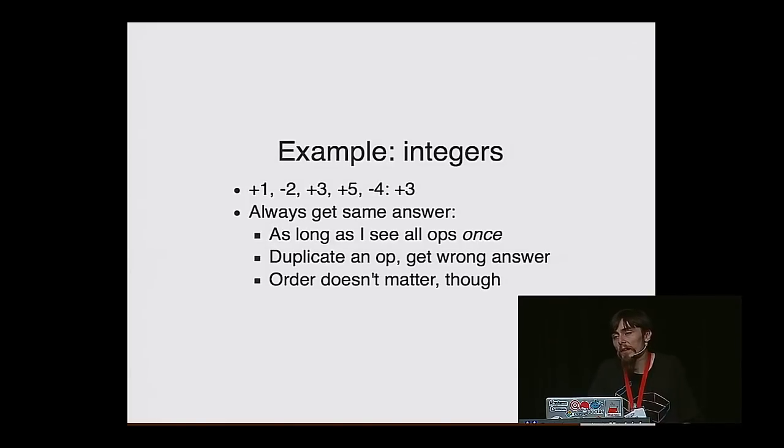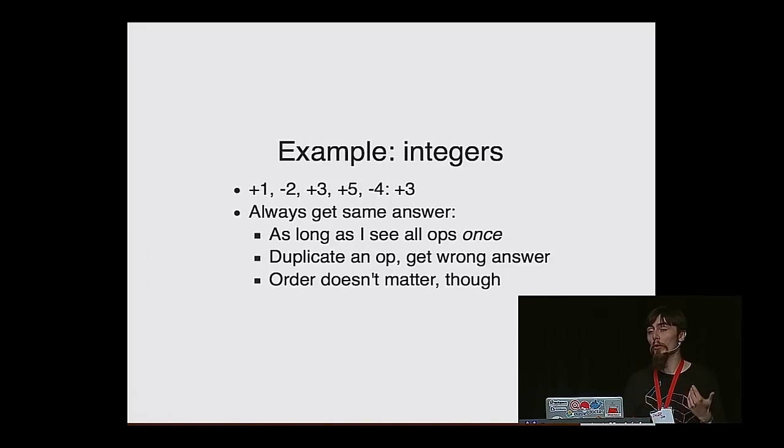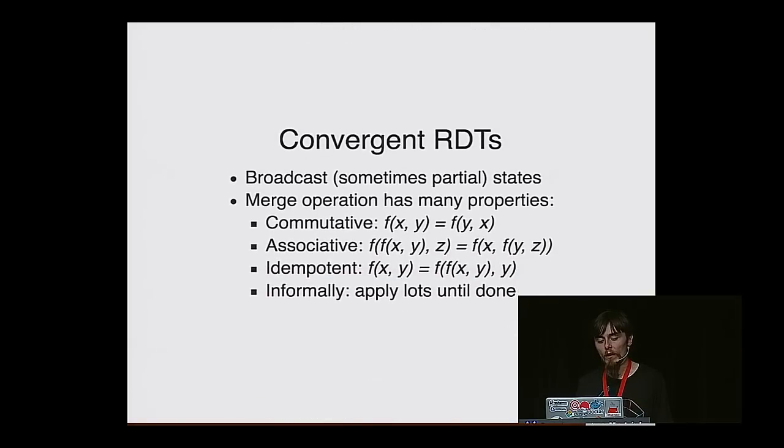So a simple example of this is integers. Let's say that you're adding numbers, subtracting numbers, and if I have the list +1, -2, +3, +5, -4, no matter what order that I add those together, I'm always going to end up with 3. However, if I see any of the operations more than once or not at all, then I'm going to get the wrong answer. So that's an example of a simple CRDT.